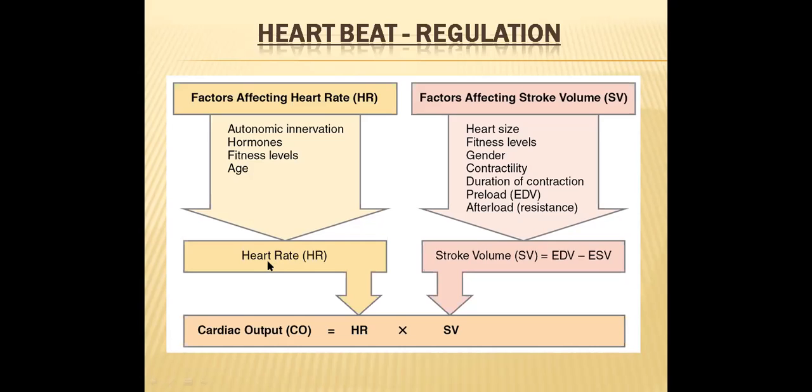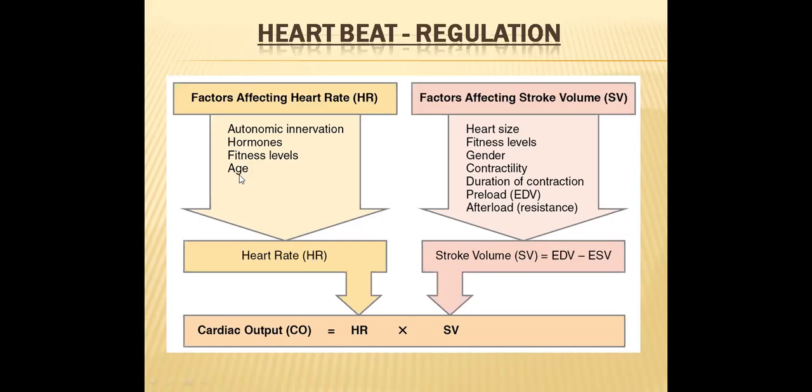So heart rate is nothing but the number of beats per minute that are taking place in an individual. We know that in normal adult persons, the heart rate value will be around 72 to 75. So in normal adults, the heart beats 72 times per minute. That is the heart rate. And heart rate is not uniform in all persons. It will change depending on autonomic innervation, hormonal effects, fitness levels, and age.